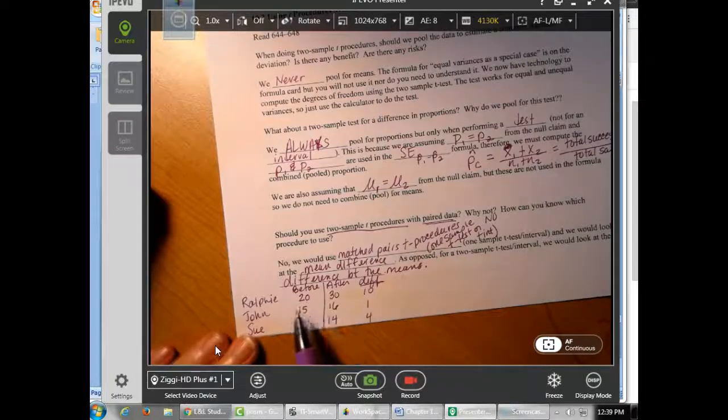Okay, let's talk about that. So some of y'all have not even gotten this concept, guys. Are we paying attention? Yes.